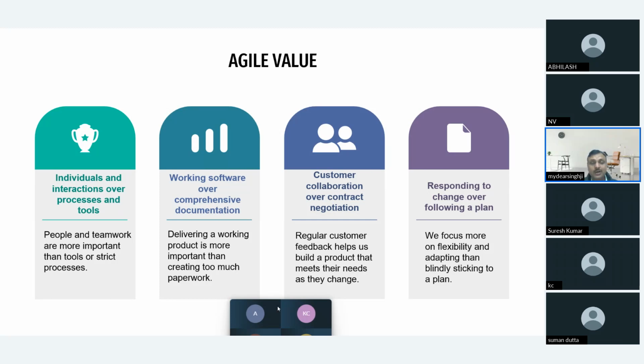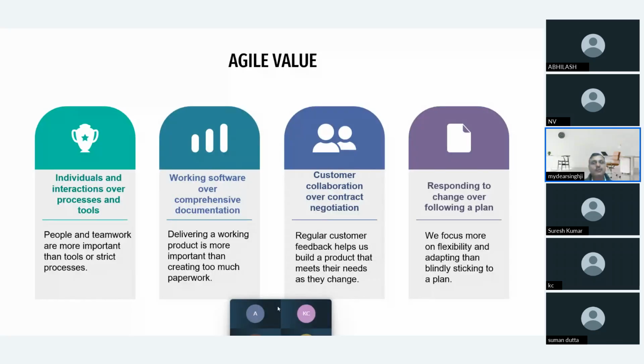The third thing, customer collaboration. This is a very important part of agile. Customer collaboration is a must for agile, where in every 2-week sprint we include the customer. We show his progress, our progress, and we take his feedback. Regular customer feedback helps us build a product that meets their needs as they change. We do customer collaboration because he needs to understand what product he wants, where we are and what we are delivering. So that is very important.